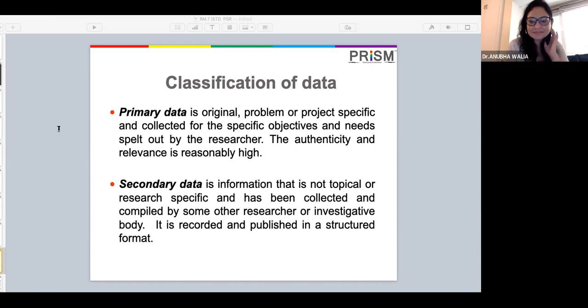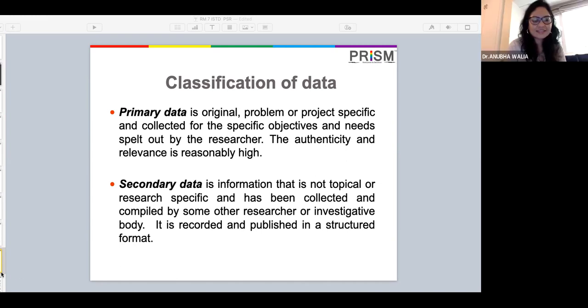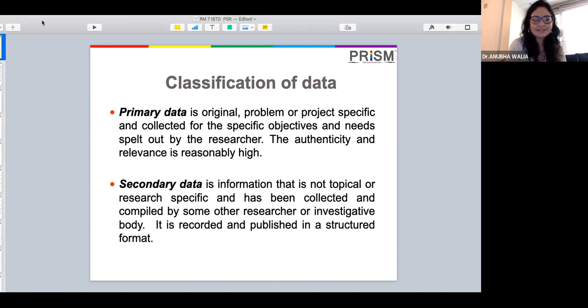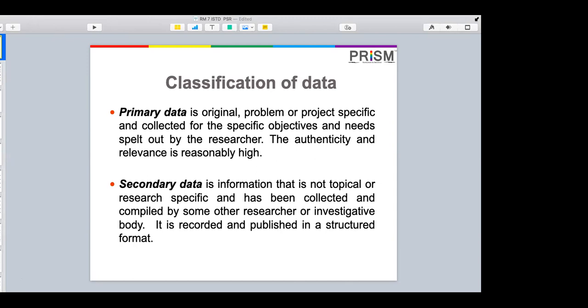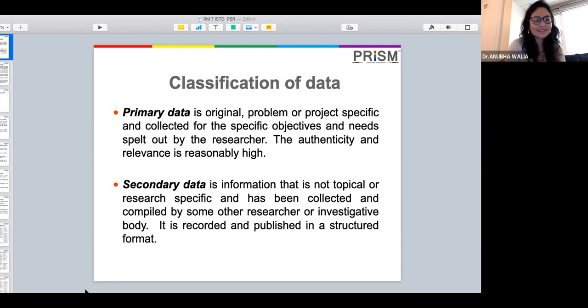Anyone? Interviews, questionnaires, surveys, reviews, online and offline both. Right. Any other? Any other example?